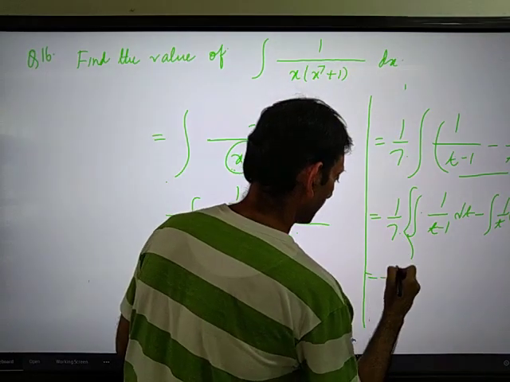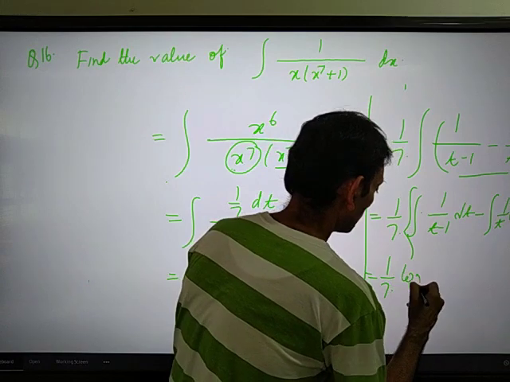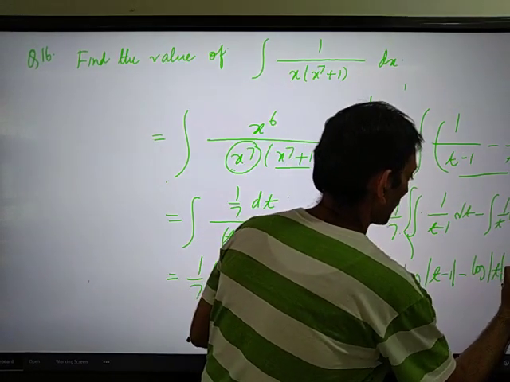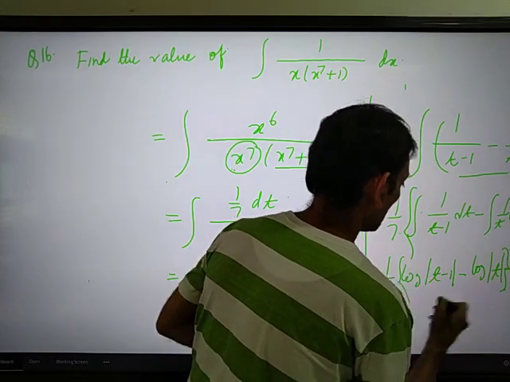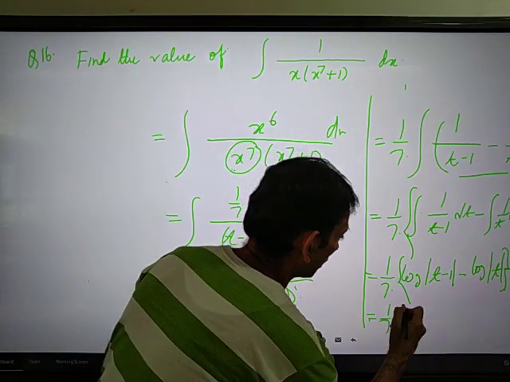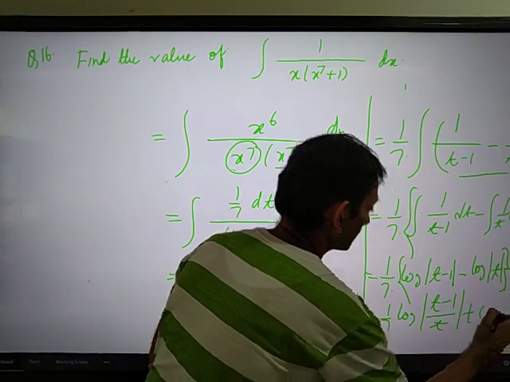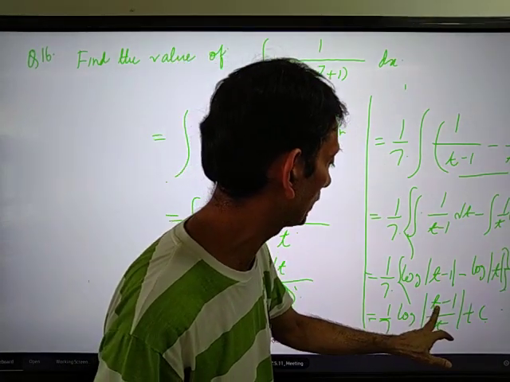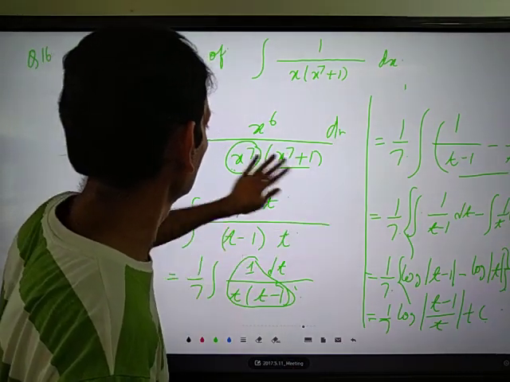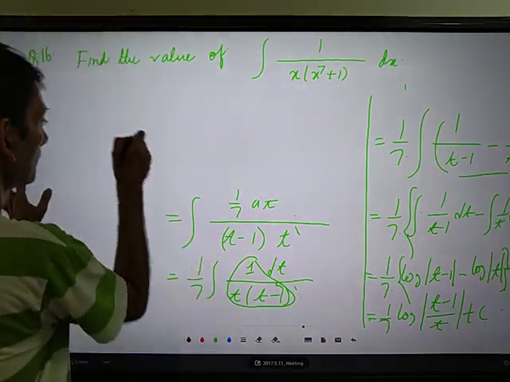So 1 by 7. What is the integration of 1 by t minus 1? It's log of t minus 1, and minus log of t, plus c. Done. So you can write this as 1 by 7 log of t minus 1 by t plus c, and finally substitute the value of t. Okay, t is x to the power 7 plus 1. Let's substitute the value finally to get the answer, that is 1 by 7.